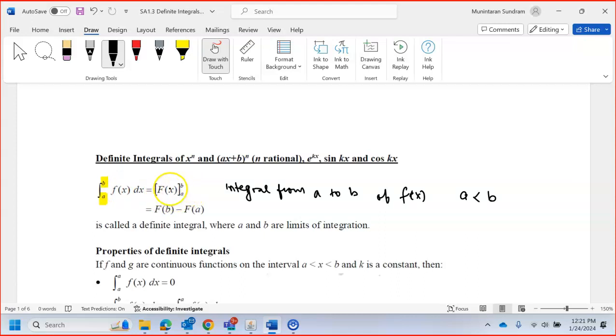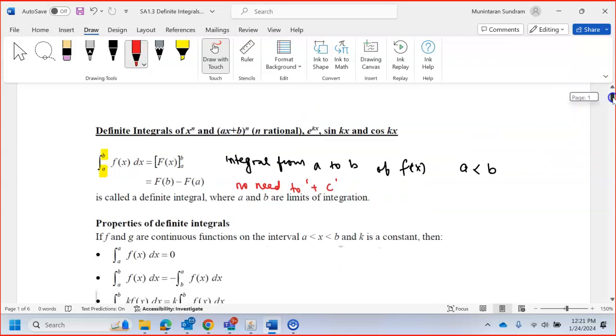The next step is, this is yesterday's work. The integrating is yesterday's work. So the next step is substituting the B first, and then minus substituting the A. There is no need to put in plus C, because it will automatically be cancelled off.